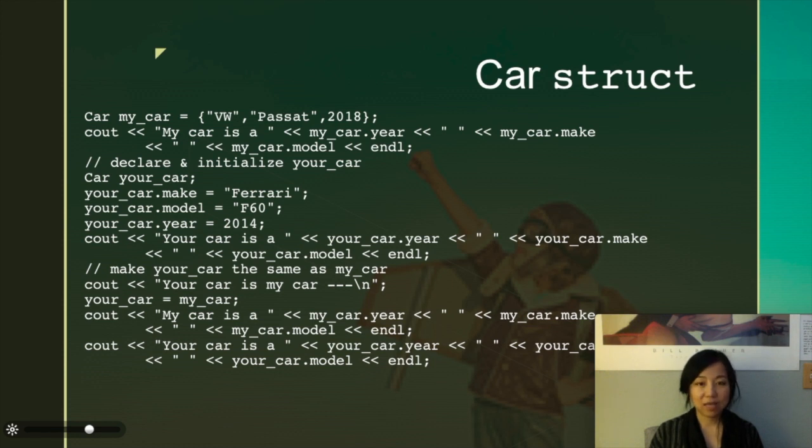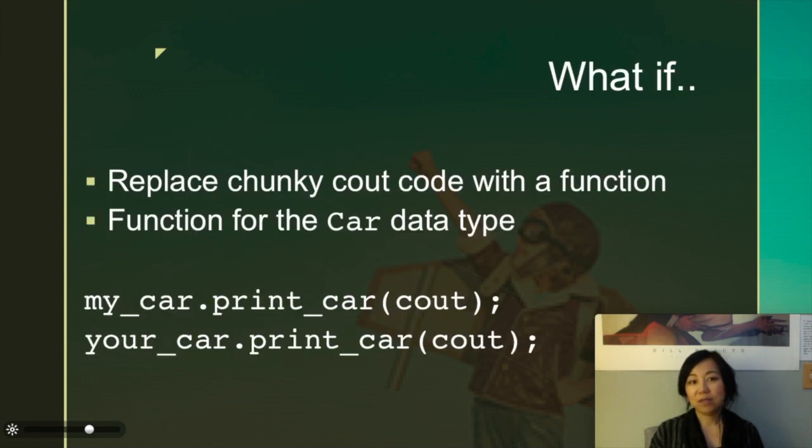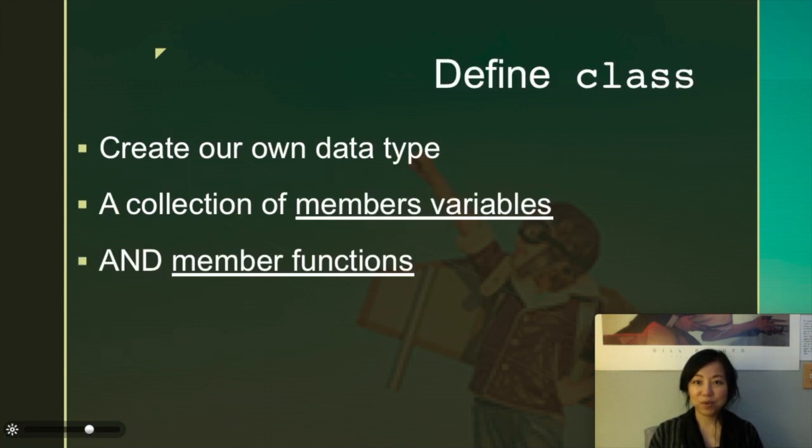And as you can guess, it will be a function. But what if the function is connected to the data type car, so that all the cars will be printed out the same way? The ideal case is we can use some syntax like this and say my car, and then print out the information passed in the output stream. And this is exactly what we are going to do.